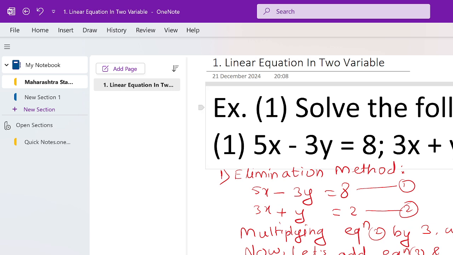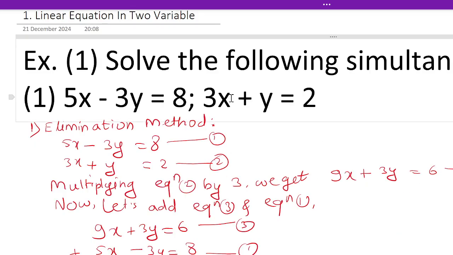This is the first lecture, and we are solving this question as a practice. In here we are taking a question which is asking us to solve the simultaneous equations of given two linear simultaneous equations, out of which the first equation is 5x minus 3y equals to 8, and the second equation is 3x plus y equals to 2.